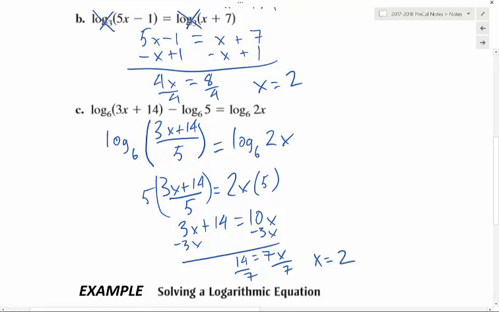So once again, I used the quotient property to take the subtracted statements and put them in a divided form. Once I did that, I had the same log on the left as I did on the right, so I was able to drop them by the 1-to-1 property and then just simply solve like basic algebra.